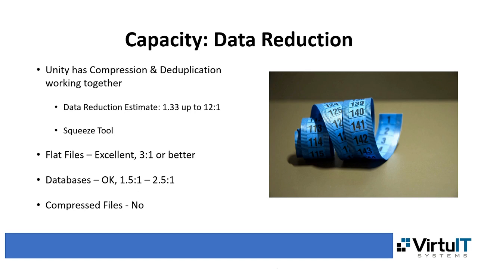Data reduction is another important aspect to consider when sizing for capacity. So you could see anything from 1.33 all the way up to 12:1. Flat files tend to deduplicate very well, so we'll often see 3:1 or better. Databases can compress and dedupe okay, 1.5:1, 2.5:1. Compressed files like JPEGs or video, you'll see little to no compression or dedupe whatsoever.